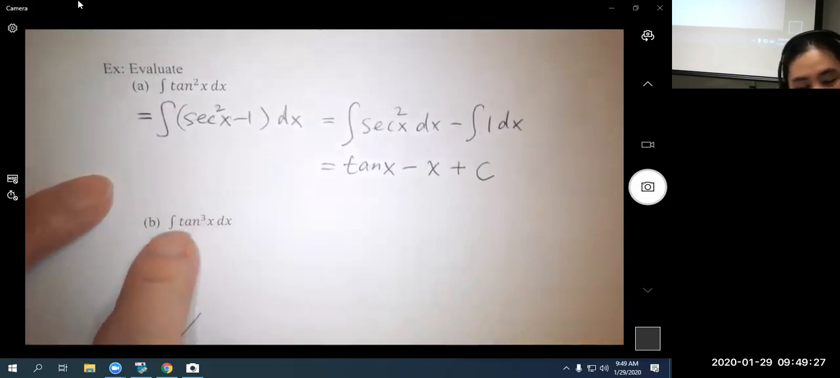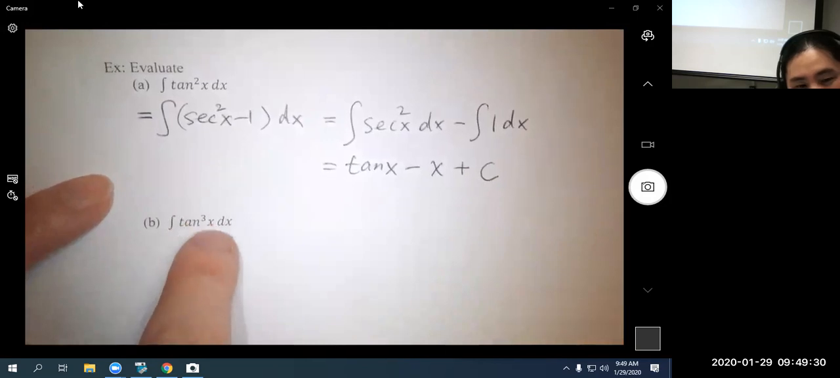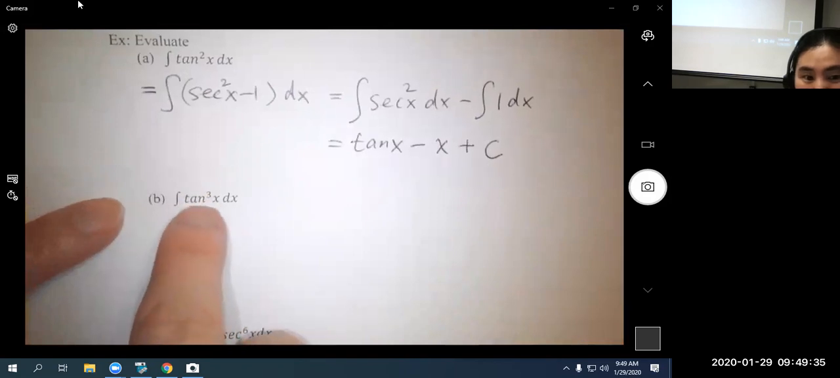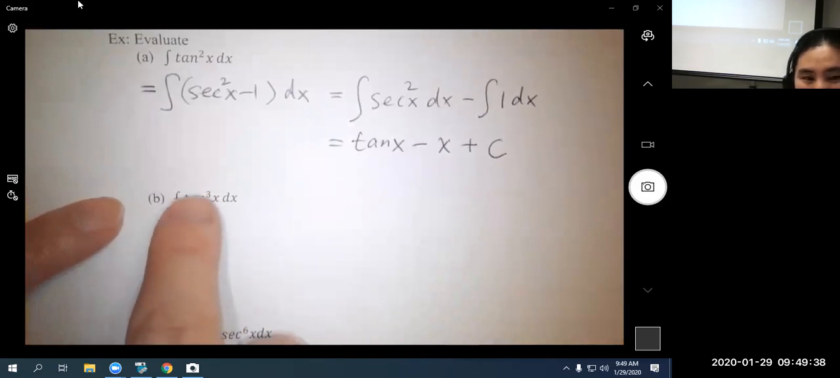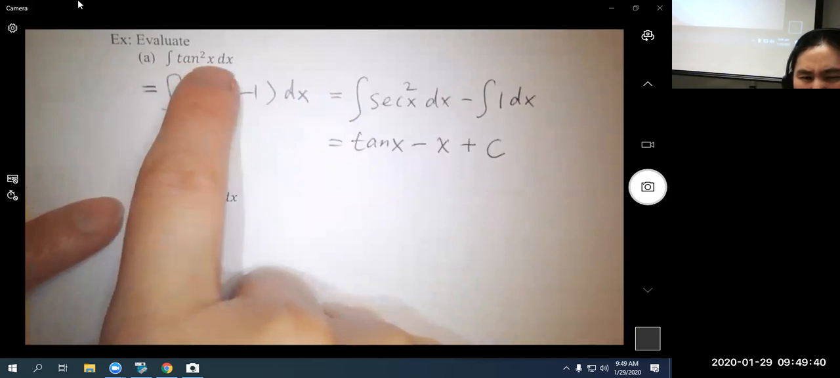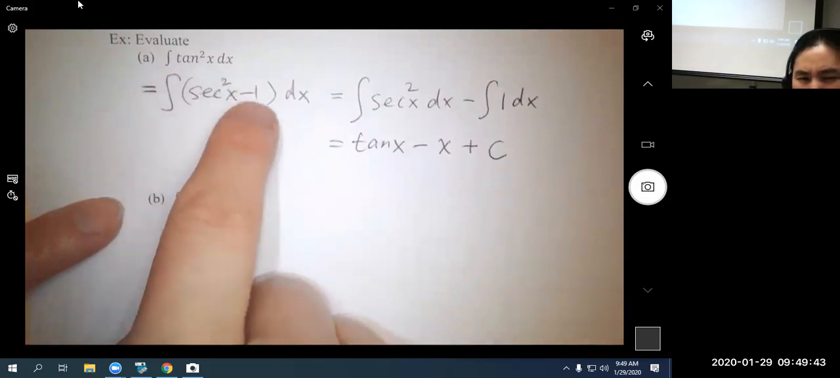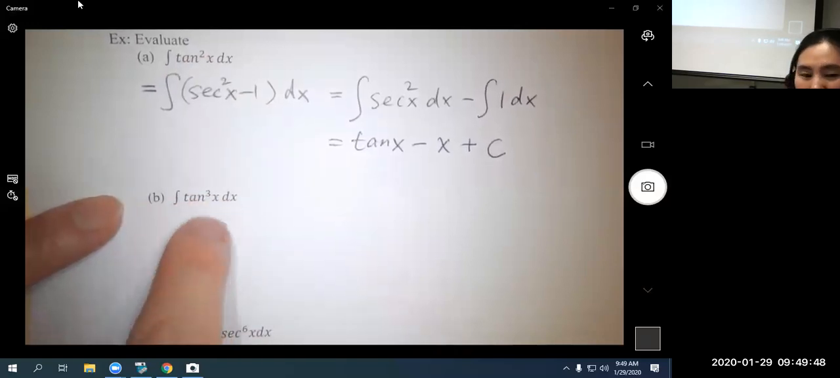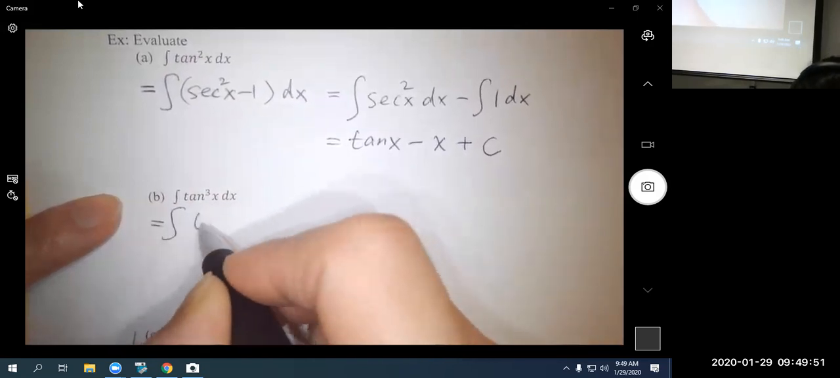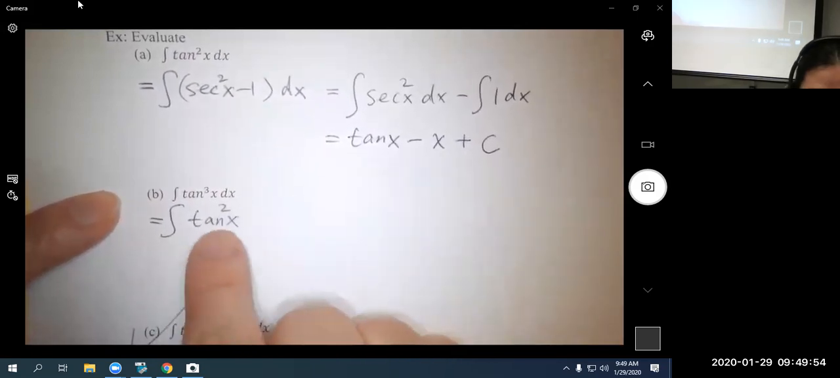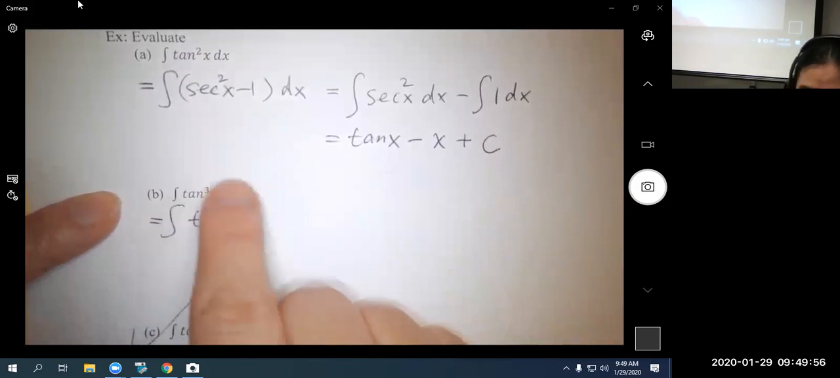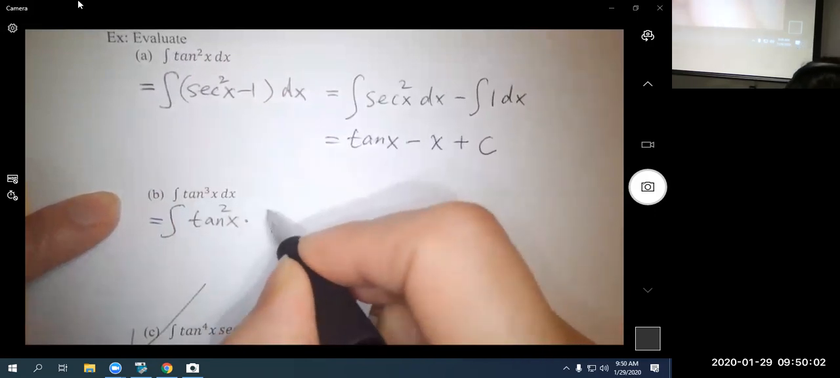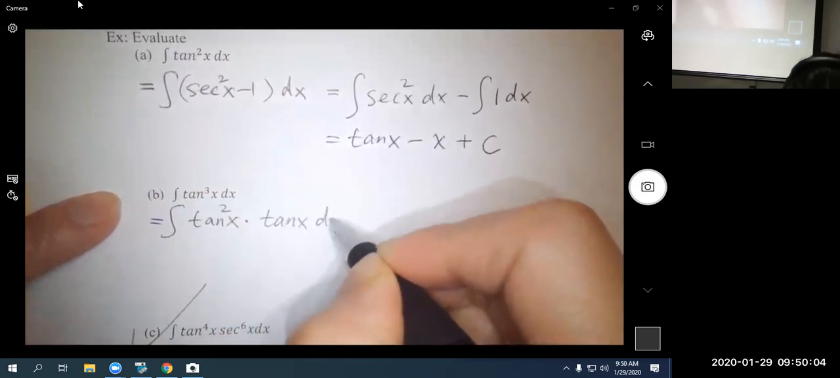Okay, how about we have the integral of tangent x to the cube dx. We know tangent x squared can be rewritten as secant x squared minus 1. That's for square. Now we're having a cube. What should we do? Let's still split out tangent x squared, because eventually we could rewrite it as secant x squared minus 1. And then times what? Tangent x dx.